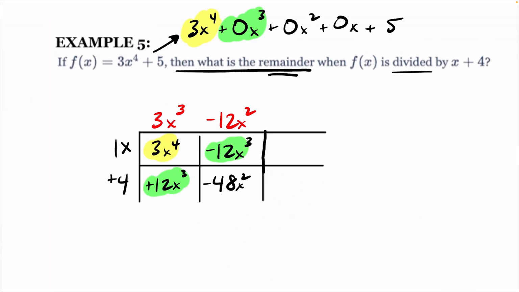Okay, close that section of the box. Next color, get another color. Needs to be those two. Need to be this guy, x squared. They're x squareds. So what number plus negative 48 makes 0? 48x^2. So that's going to be positive 48x, right? Multiply. 48 times 4 is 192. 192.